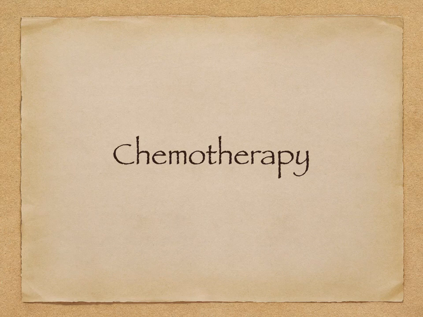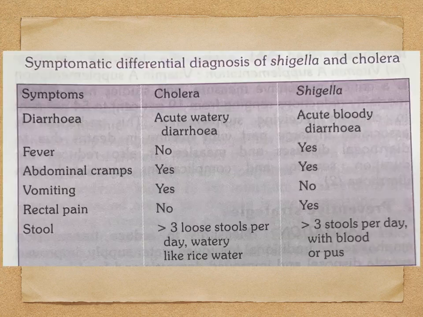Then, as regards chemotherapy, unnecessary prescription of antibiotics and other drugs will do more harm than good in the treatment of diarrhea. Antibiotics should be considered where the cause of diarrhea has been clearly identified as Shigella, typhoid, or cholera. The symptomatic differential diagnosis of Shigella and cholera can be seen in this slide. You can go through it.